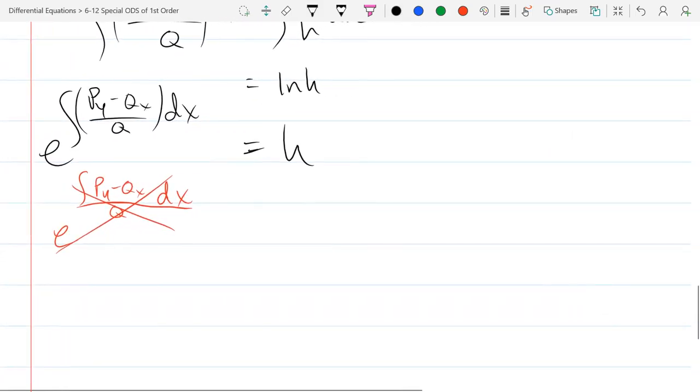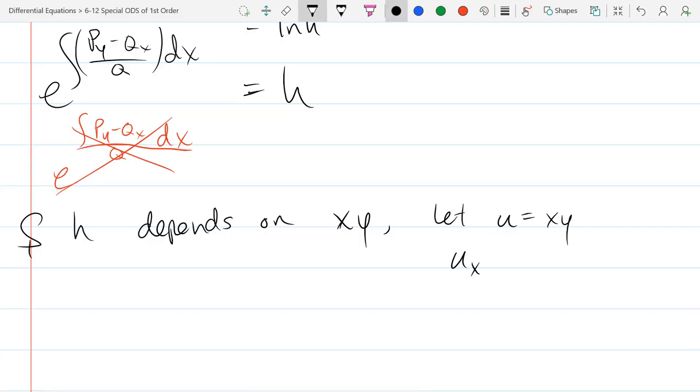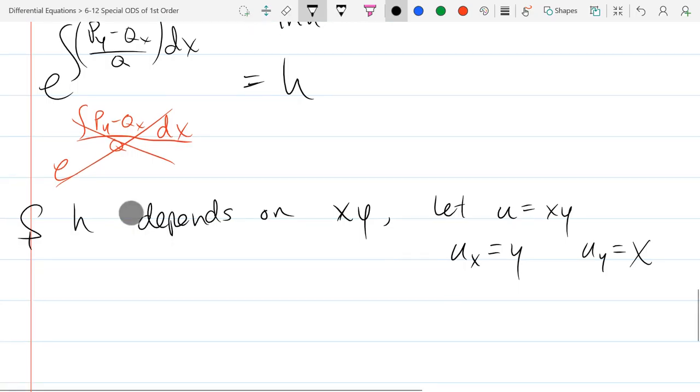All right, last up, suppose h depends now on xy. When I write depends on xy, I mean depends on x times y. So we're going to let u equal xy. What is the x derivative of u? y. And what is the y derivative of u? x. There we go. So h depends only on xy, so we can write h as a function of the product xy. So that's basically h of u.